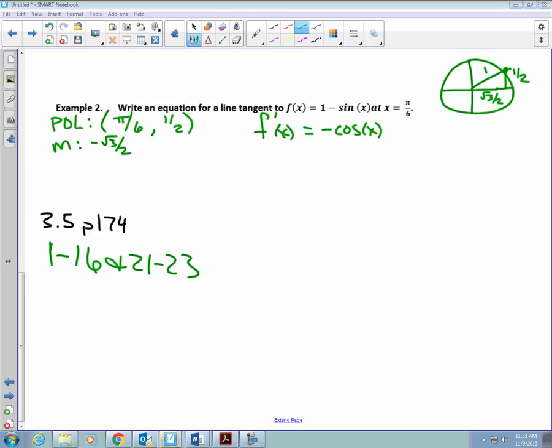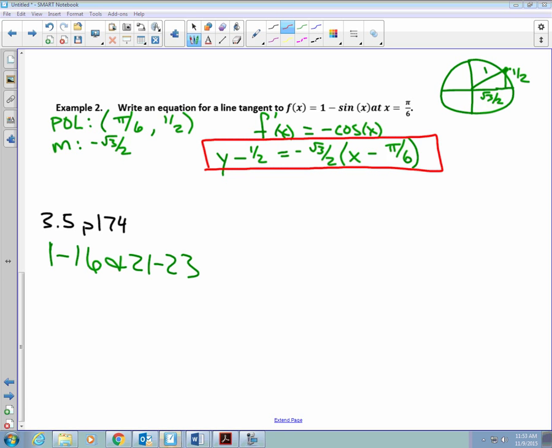So I'm going to write this equation 2 ways so that you can see how it may be written on the AP exam. First of all, y minus y1, which is 1/2, equals m, negative root of 3 over 2, times the quantity x minus pi over 6. That is one way that it would be written on the AP exam.